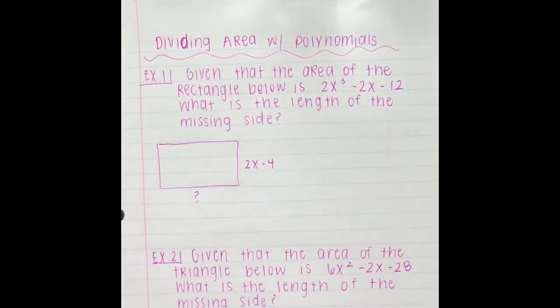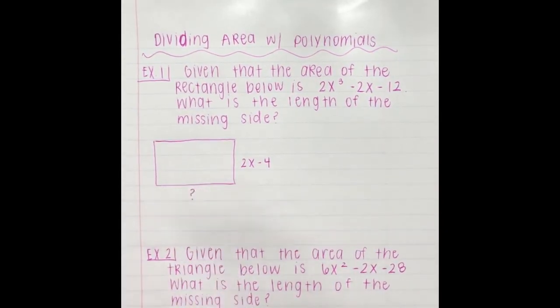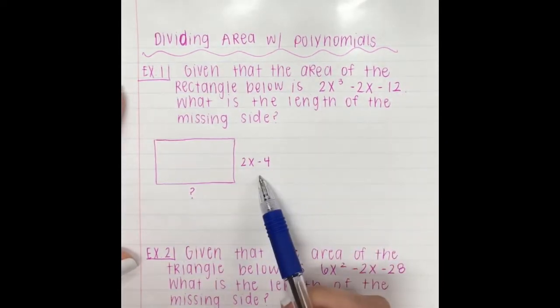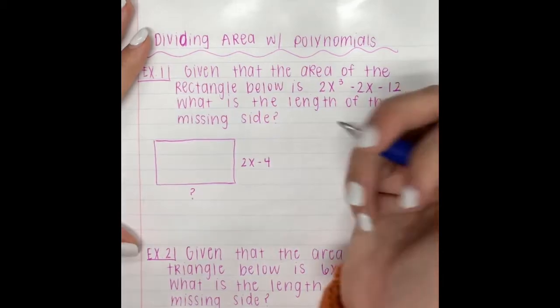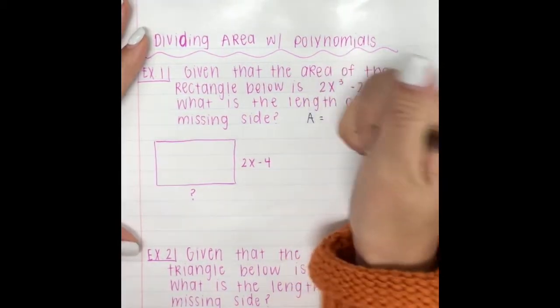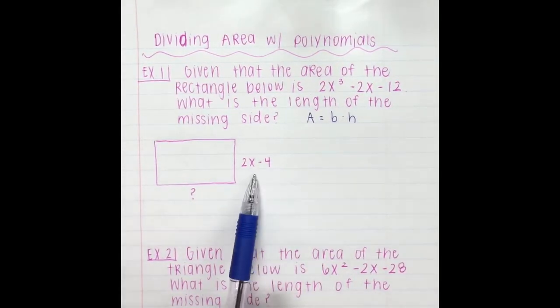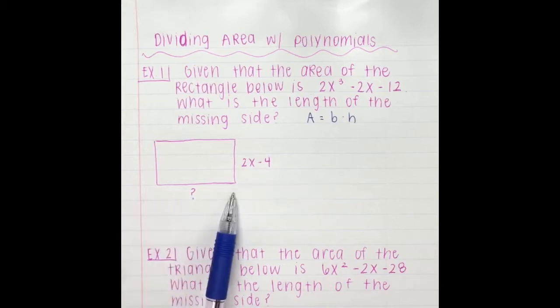All right, there are only 2 examples for this lesson. So we're doing the exact same thing as yesterday. The only difference is that we've added a picture to represent a situation, okay? So we're wanting to figure out this missing side when we're given the area and we're given one of the side lengths. So since we know area of a rectangle is base times height, right? We are given our height, essentially, and we need to figure out our base, okay?